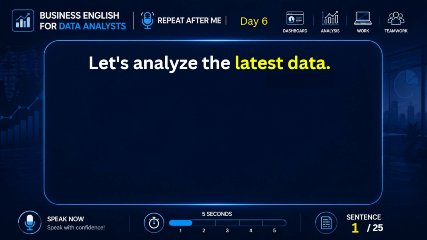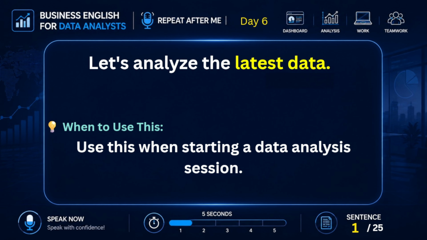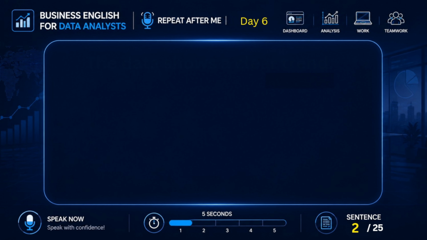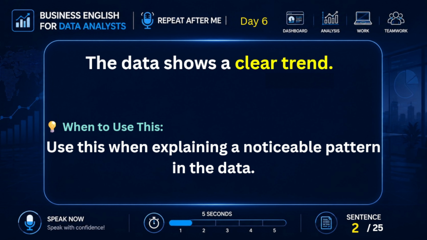Let's analyze the latest data. Use this when starting a data analysis session. The data shows a clear trend. Use this when explaining a noticeable pattern in the data.